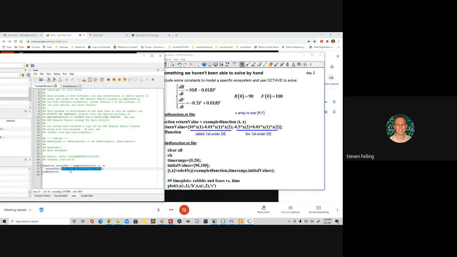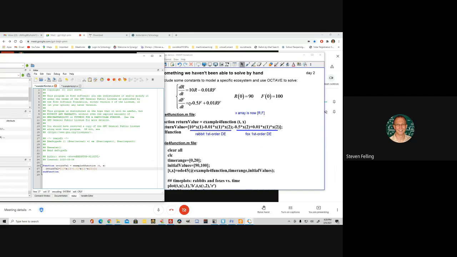This first differential equation is for rabbits. So it's 10 times rabbits. For the rabbits, I'm just going to enter x1 because the first column of my x array is the rabbit value. That's the equation for rabbits. And then minus 0.01 times rabbits, which is x1, times foxes, which is x2, the second column of the array, which is the foxes. Okay, so that's the first differential equation. We'll put a semicolon here to separate it from the second differential equation.